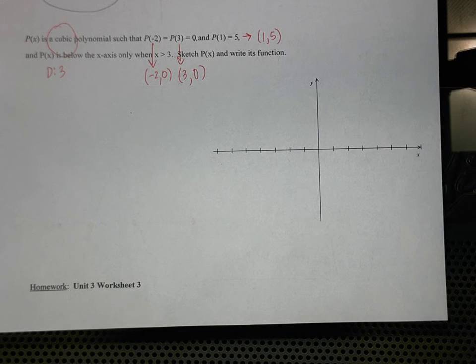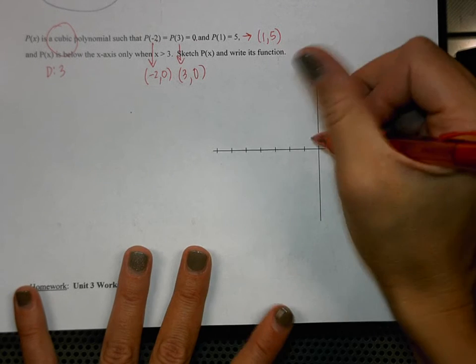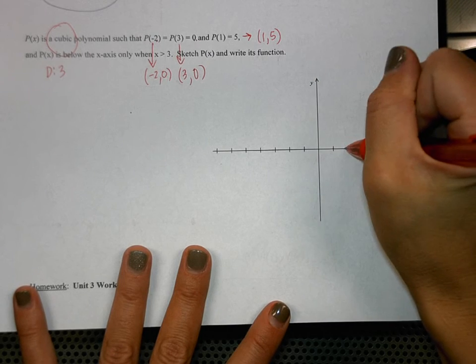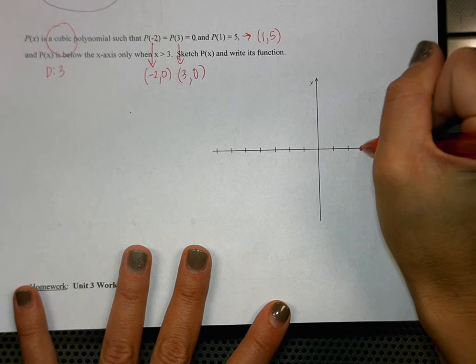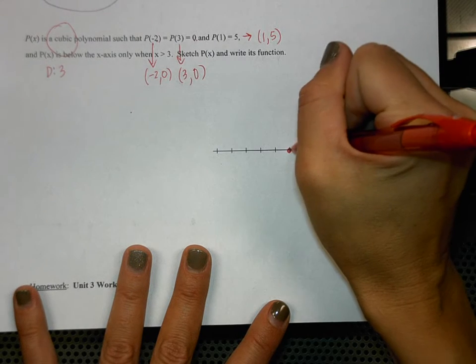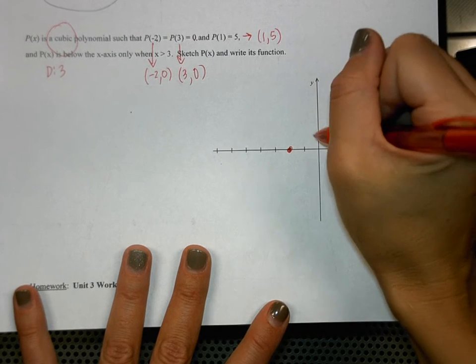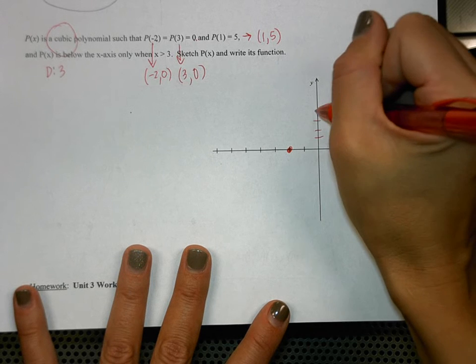So let's go ahead and mark those points to start with. So we have a point at 3, 0. We have a point at negative 2, 0. And then we have a point at 1, 5. So I'm just going to go 1, 2, 3, 4, 5.